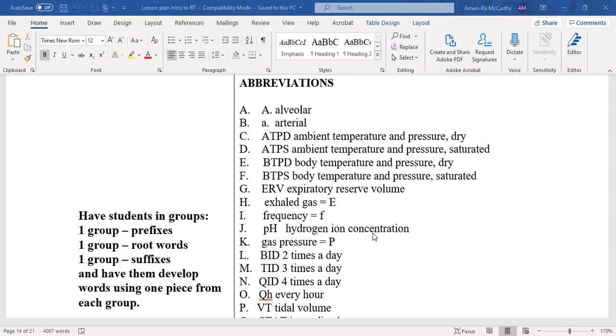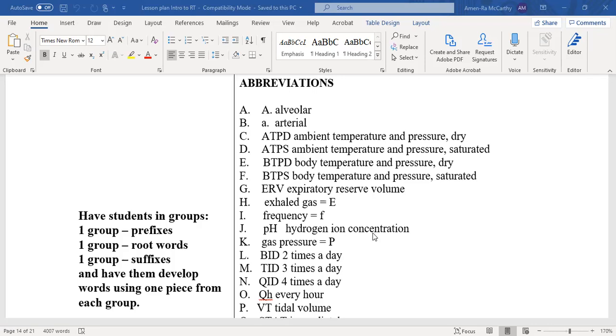Okay. Now, BID is twice a day, but also how many hours? Every what? 12 hours. Q12. So you could say Q12 or BID. Same thing, because there are 24 hours in a day. So if it's twice a day, it's every 12 hours. So it's the same thing.